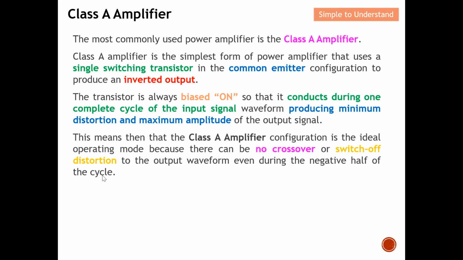So with this, I hope you have a better idea on class A amplifier. Class A amplifier is the most linear but has the least power efficiency. With this, I'd like to end my discussion.